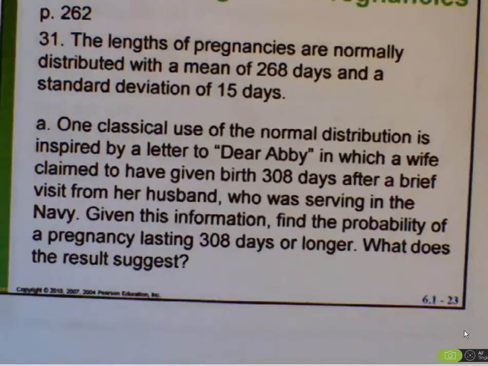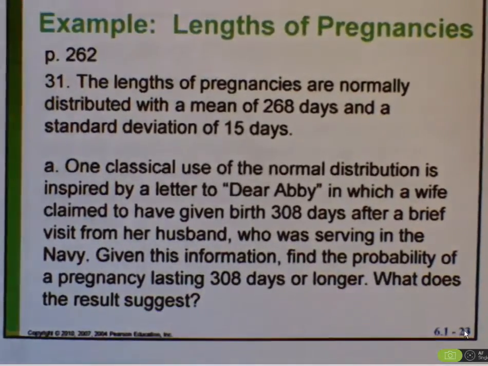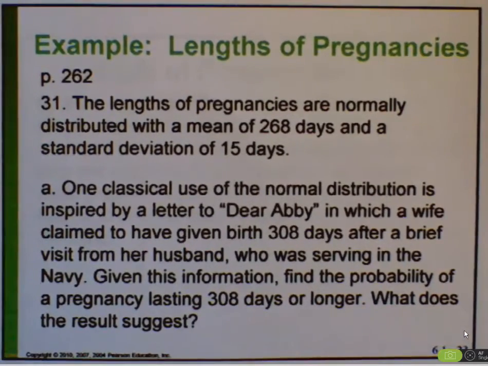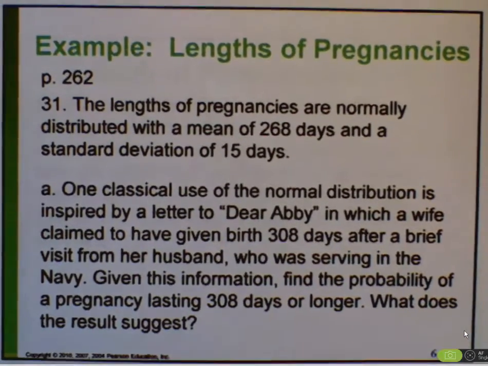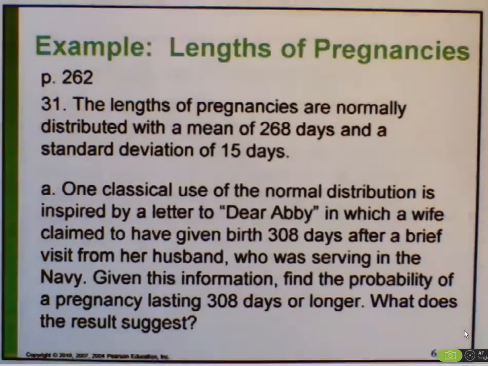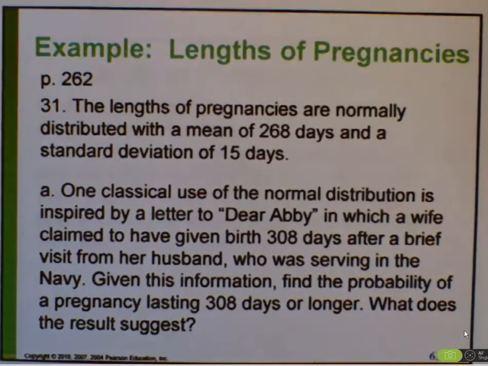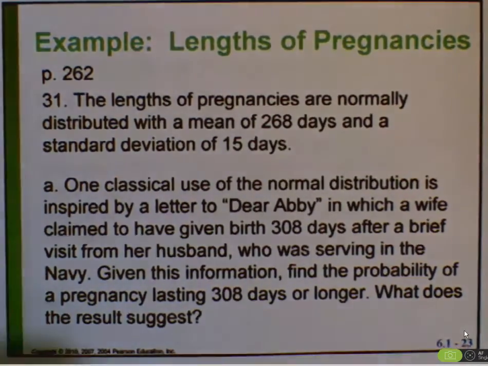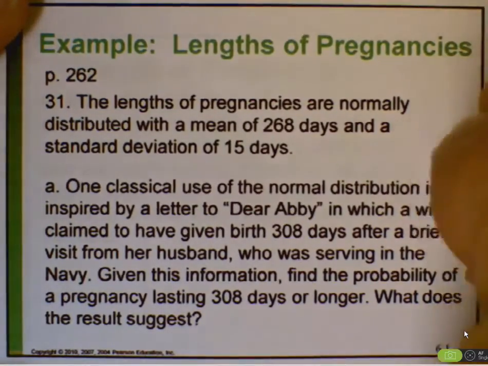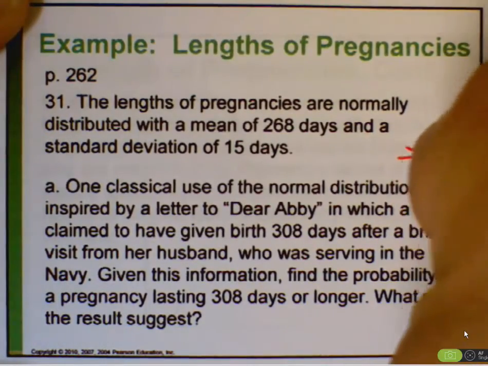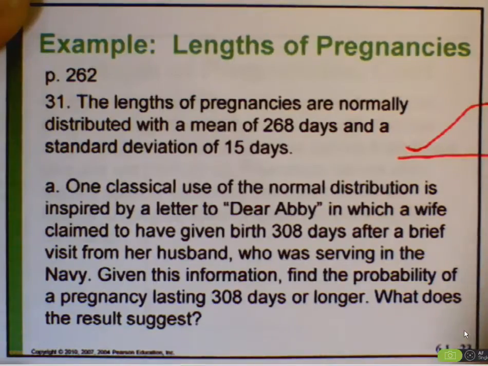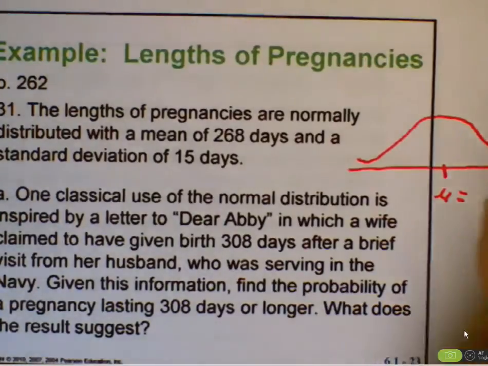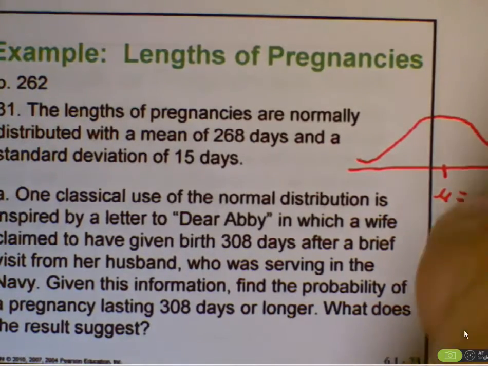So let's do two more examples. Both of these have to do with lengths of pregnancies. And the lengths of pregnancies are normally distributed with a mean of 268 days and a standard deviation of 15 days. I can draw that normal distribution. A mean of 268 days and a standard deviation of 15 days.